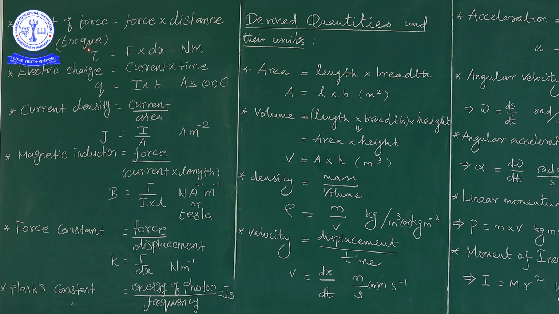So again the torque is replaced by the symbol tau. Force is F, distance is dx. So what is the unit for torque? Tau is equal to Newton meter. So the unit of torque is Newton meter.